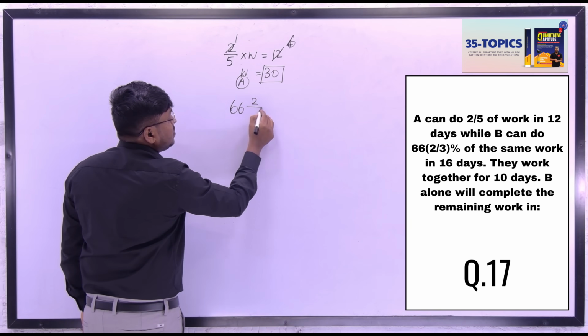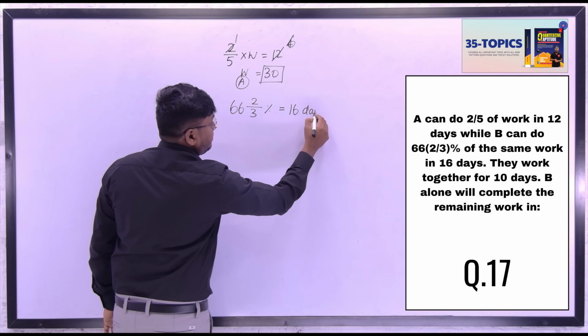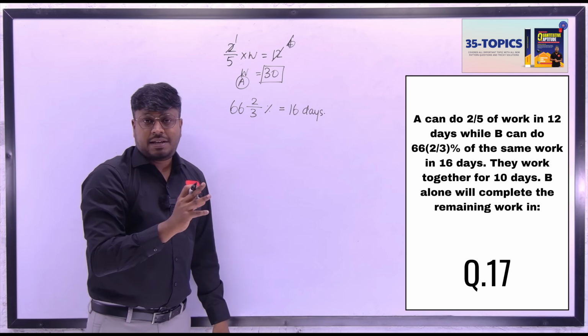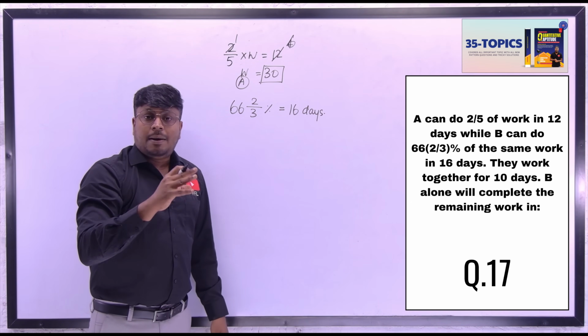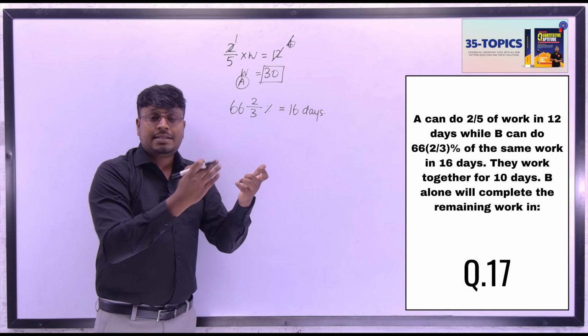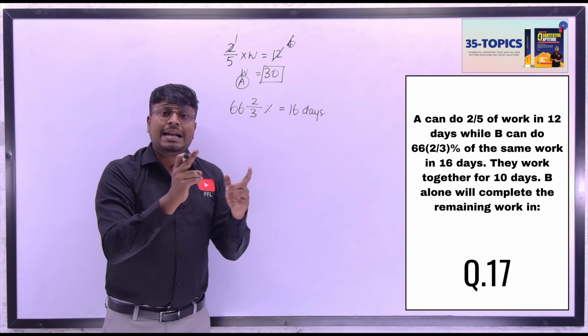So 66 2/3 percentage of the work in 16 days. We have solved 2 to 3 questions in this video itself, based on percentages. So 40 percentage of the work the person will be completing in 12 days. I have told you the shortcut to find 100 percentage.